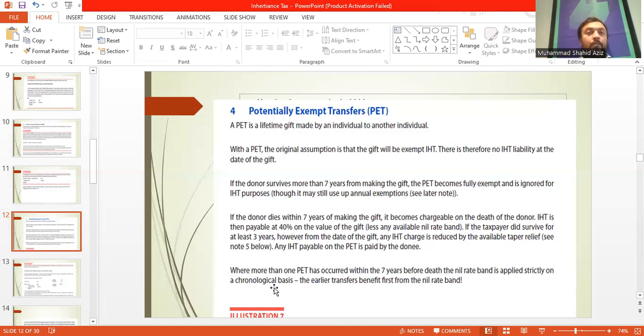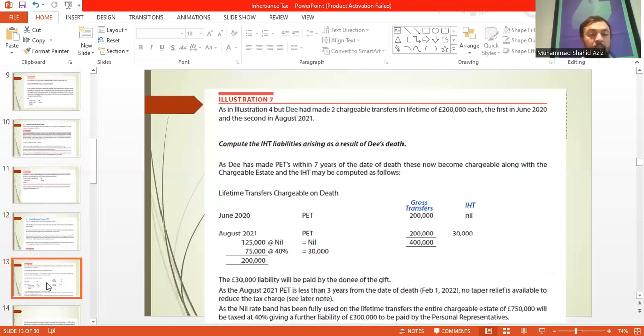For example, if I am going to die tomorrow, and during my life I have given different gifts, say to A, B, C, D, E, F, G, all given today. So the nil rate band I will apply first on A, then on B, then on C, then on D, E, F. It's not that I first give the nil rate band to E and then to B. No, it should be in chronological order. Let's see an example.